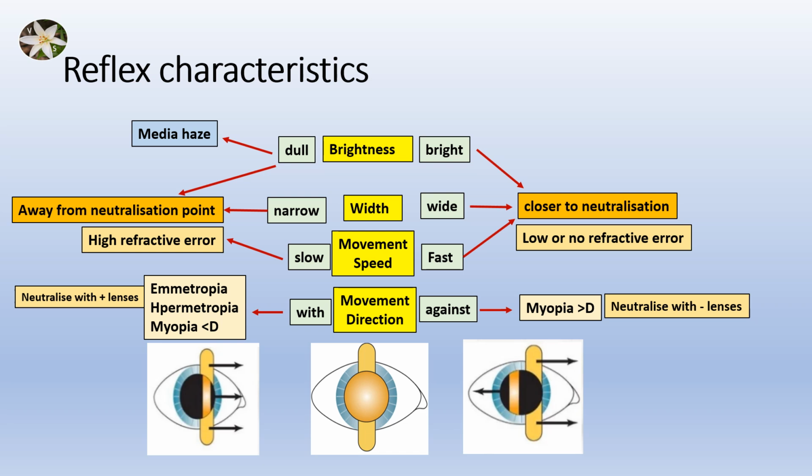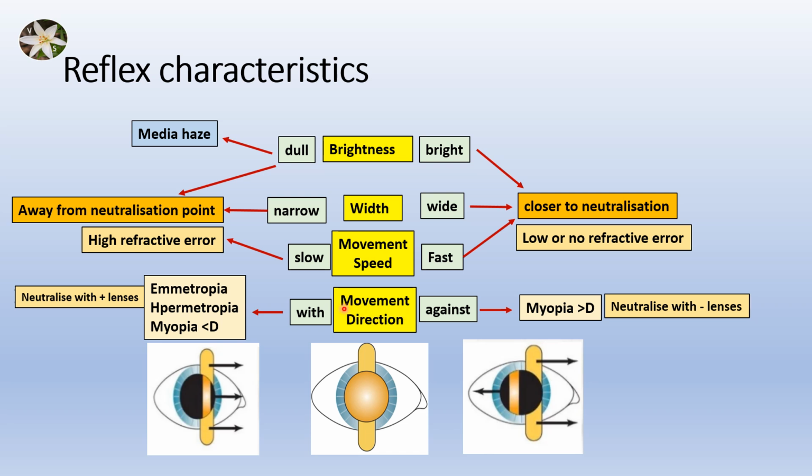The characteristics of the glow at the pupil that we observe is the brightness, its width, its speed. And these characteristics, that means if it is dull, if it is narrow, or if the movement is slow, we are away from the neutralization point. That means we have a high refractive error. Whereas if it is bright, it is wide, and the movement is fast, we are closer to the neutralization point. It means that there is a low or no refractive error.